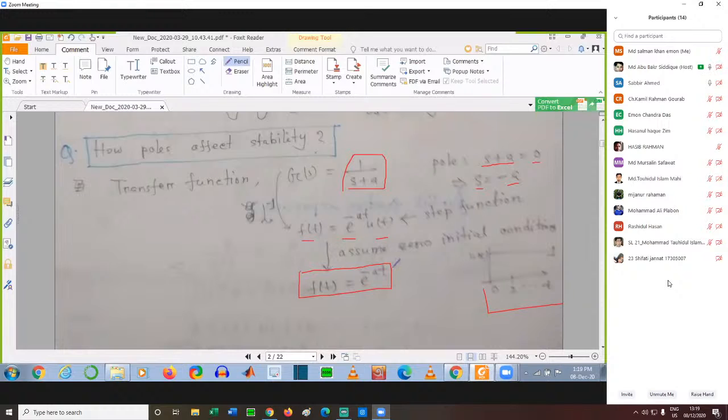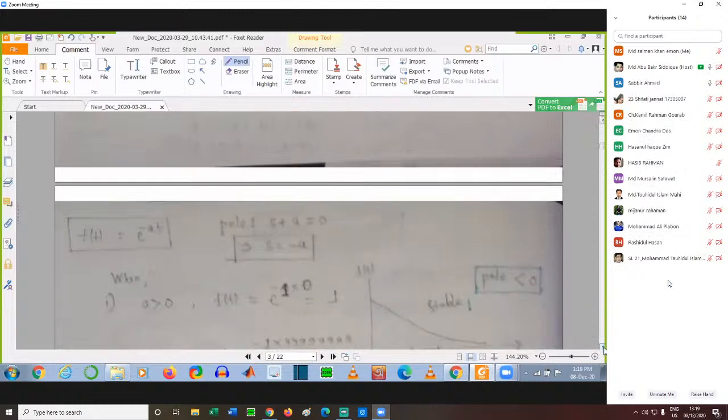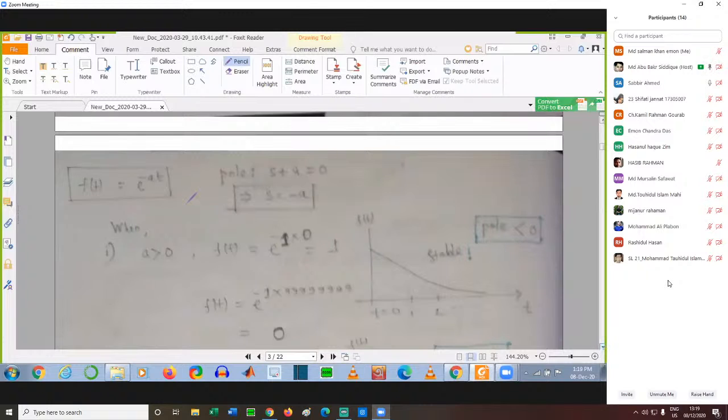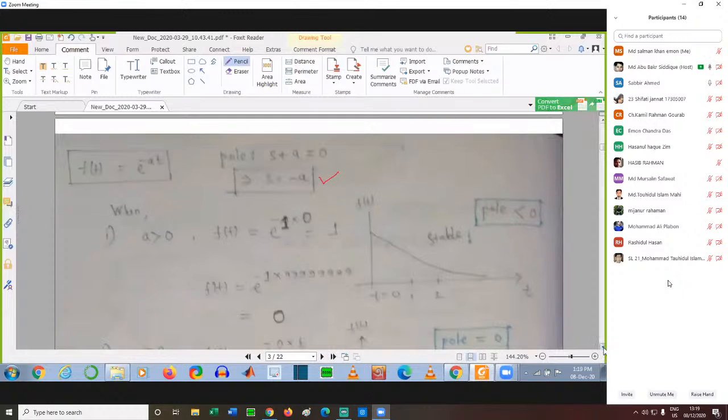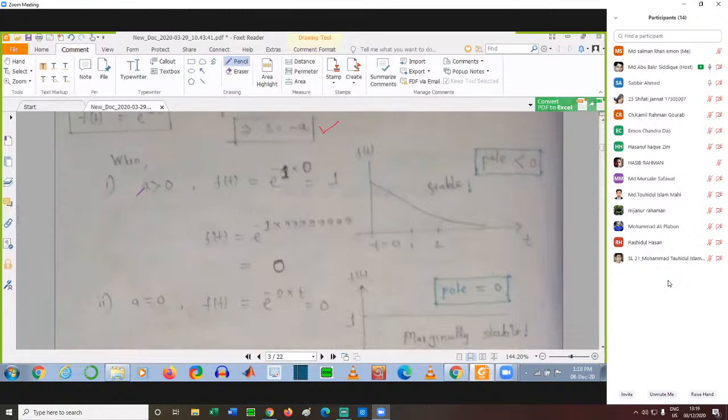Okay, so after that, if you go to the next page, then you get f(t) equals e to the power minus at, and it has a pole. The pole is s plus a, so s equals minus a. That is our pole, and we'll analyze three conditions here. First condition, a greater than 0.